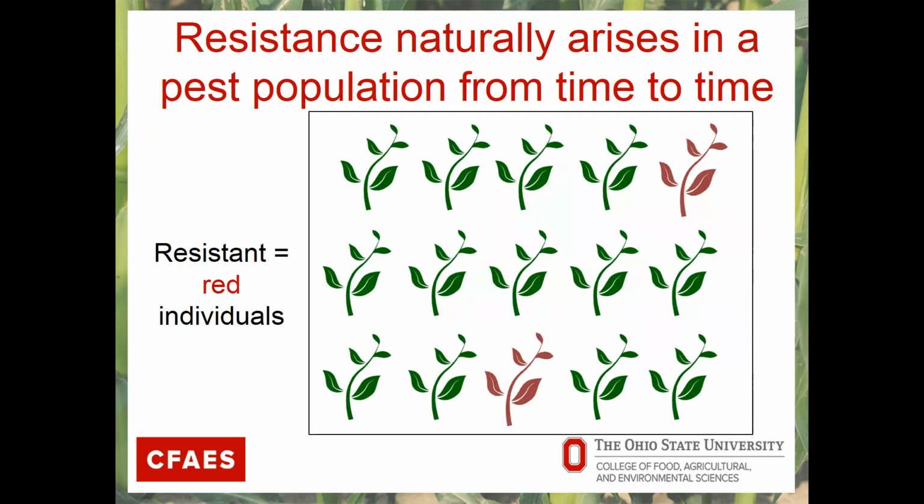So here's a visual to show how resistance naturally arises in a pest population from time to time. The green plants represent the normal population that is susceptible to the pesticide. From time to time, by natural genetic mechanisms, an individual that is resistant to the pesticide or the pesticide mode of action appears in the pest population, and that is depicted by the red plants here.